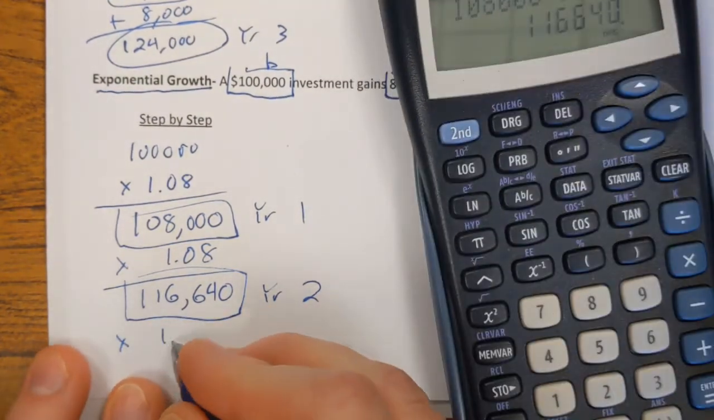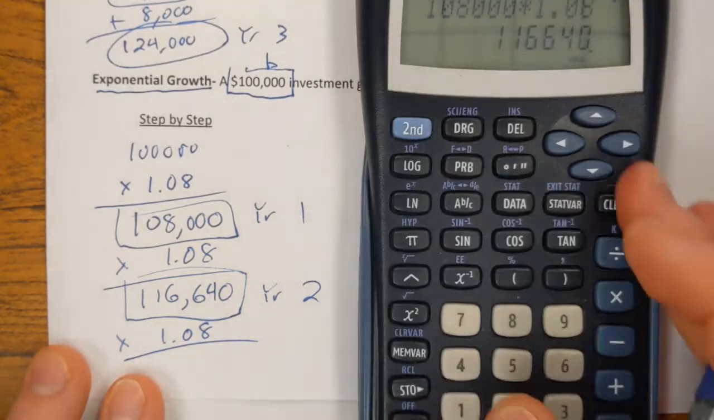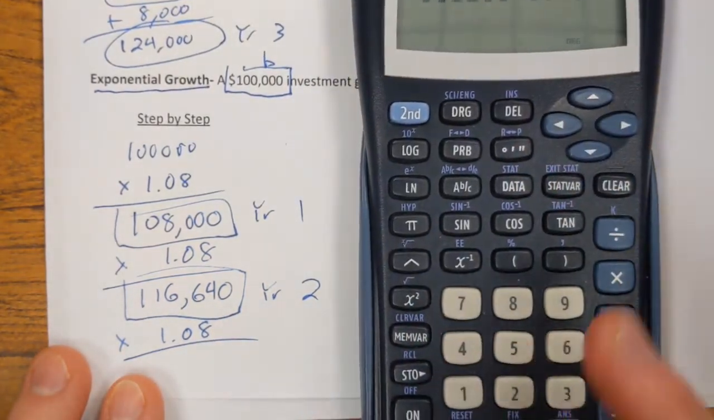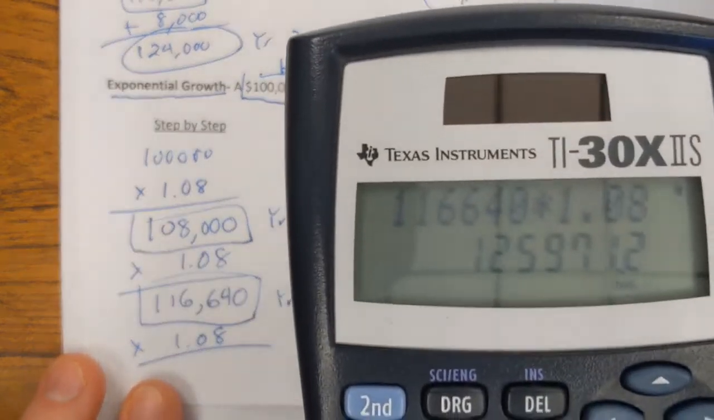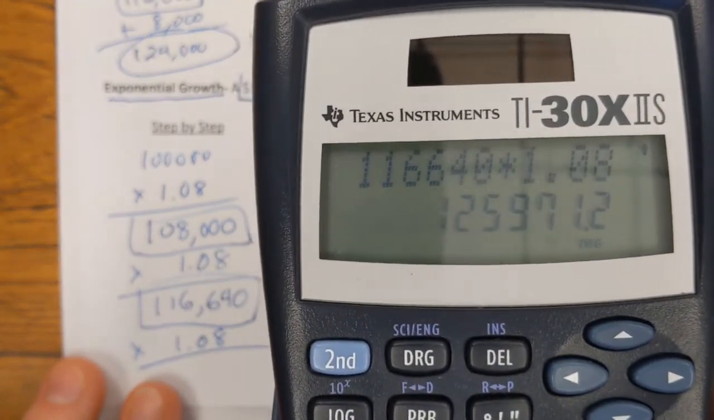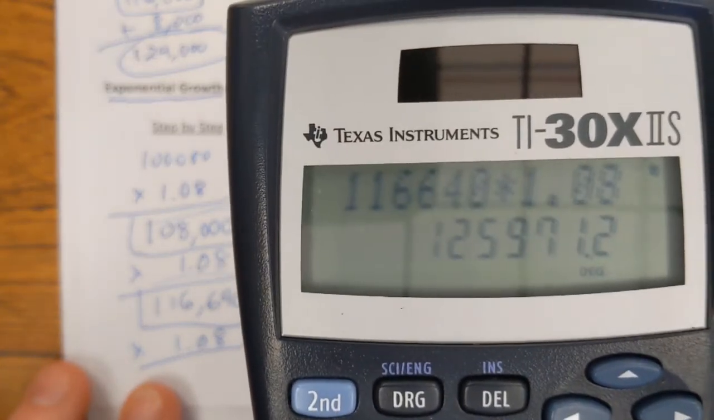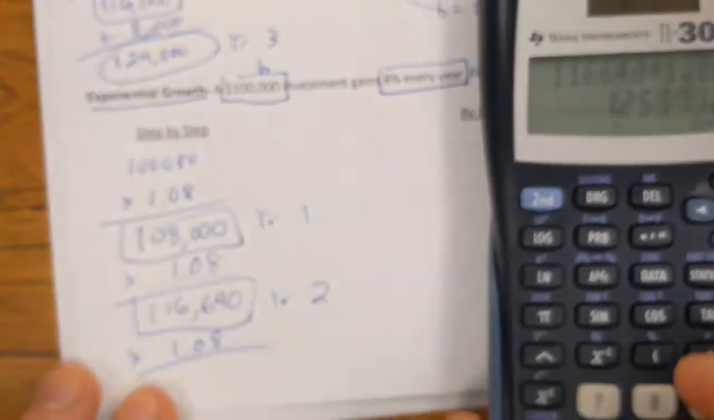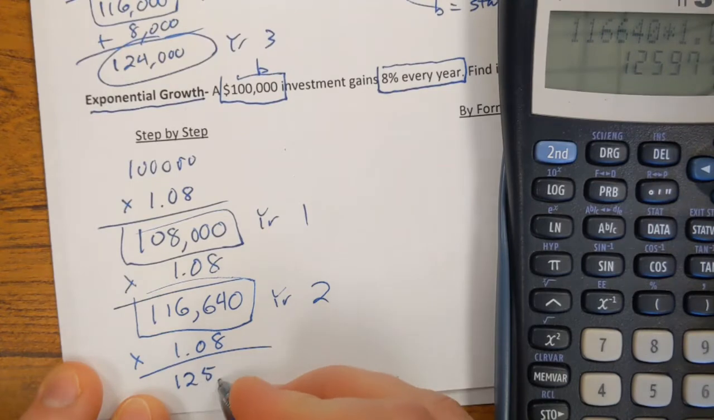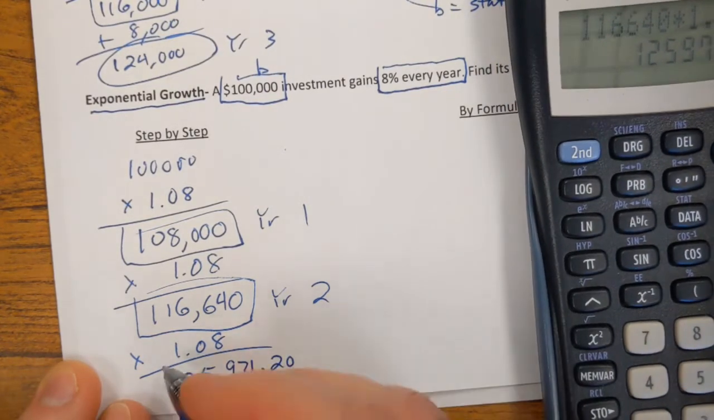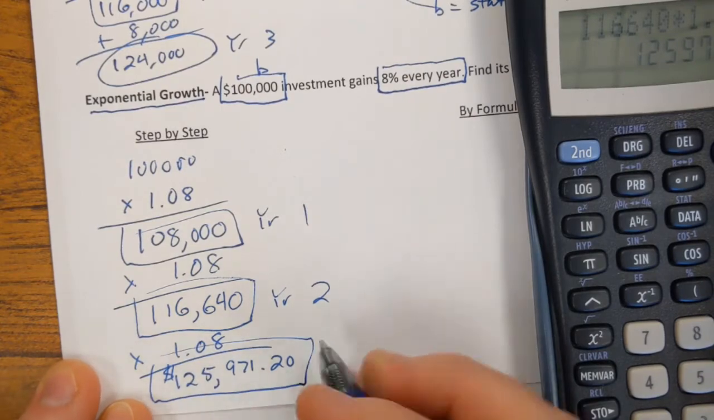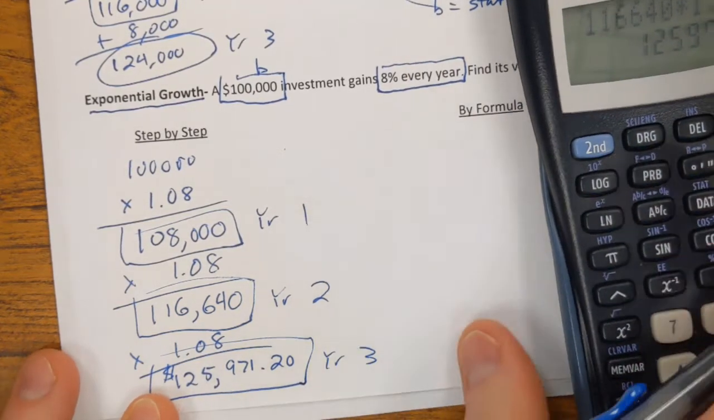All right, and now I need to do this one last step. Now I take 116,640. I make it grow by 8%. I times it by 108%, so it grows by 8%. $125,971.20. This after year 3.